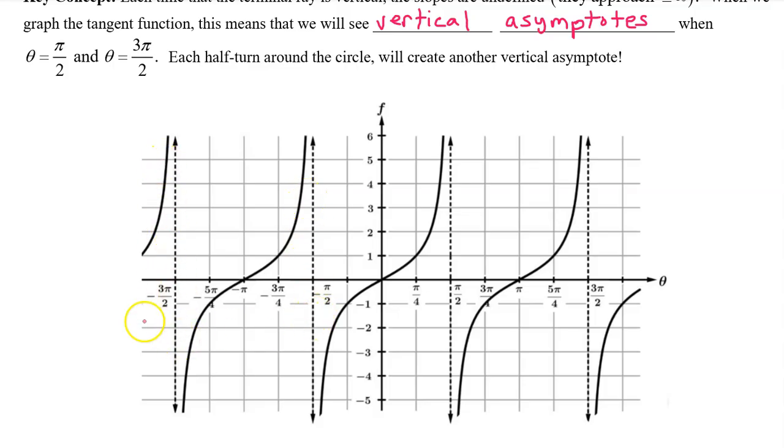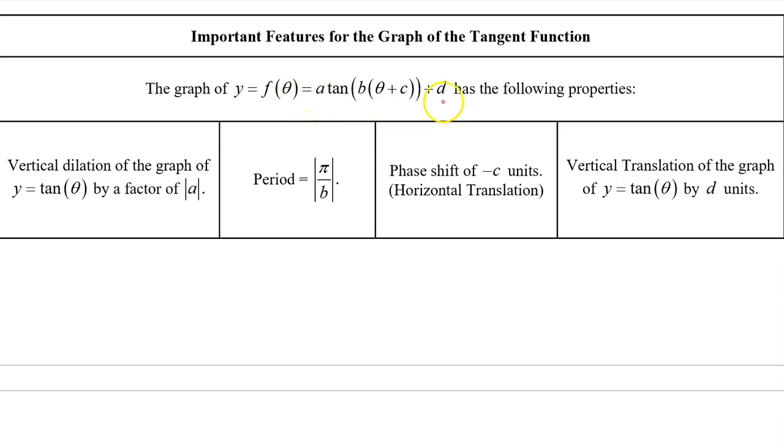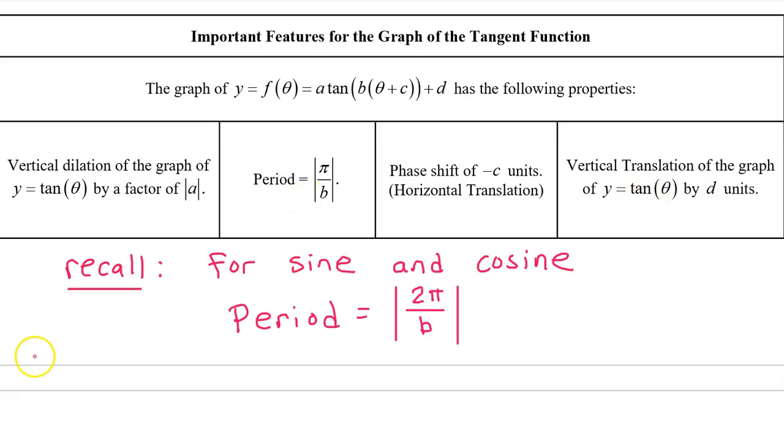Here's the general form of a tangent function with the transformations a, b, c, and d. As always, the a value represents a vertical dilation compared to the parent function y equals tangent theta. The c value is still the opposite of the phase shift, and the d value is still the vertical translation compared to the parent function. But what about the period?